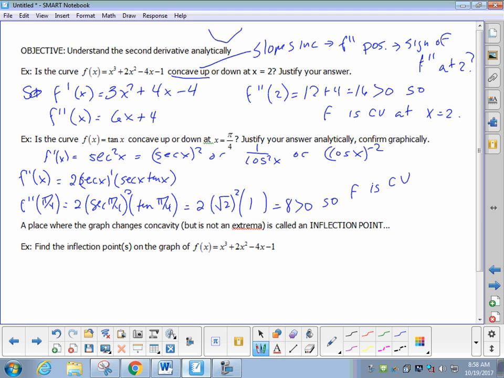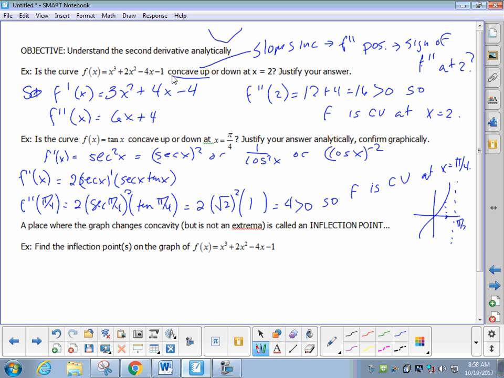Did I make a mistake? 4? Sorry, 4. Why are you confused? Okay. The second derivative value is 4, which is positive, so f is concave up at pi over 4. Graphically, does that make sense? What does tangent's graph look like? Yes, like that. It has an asymptote at pi over 2, so where we're talking about at pi over 4, does it make sense concave up there? Yeah. Okay.